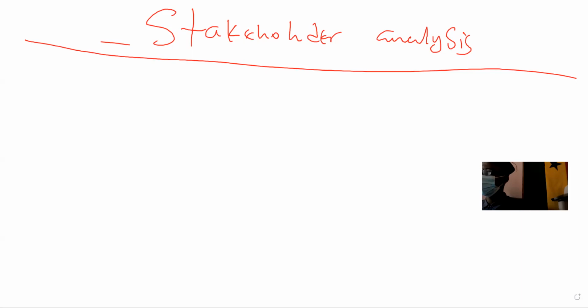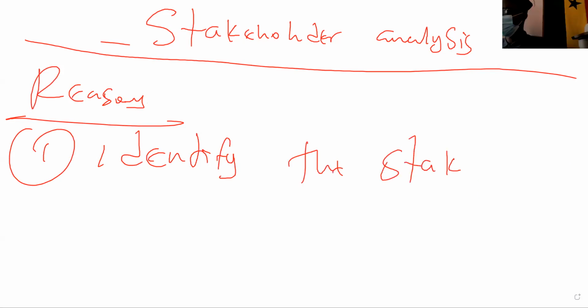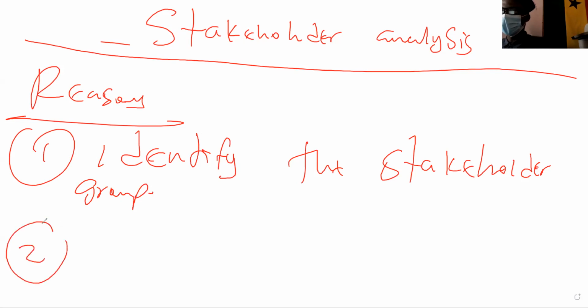Over here, first of all, we must know the reasons for stakeholder analysis. One, to identify the stakeholder group of the entity. To identify what? The stakeholder group. The most important one is number two, to identify their influence.